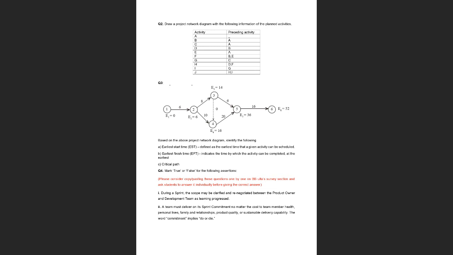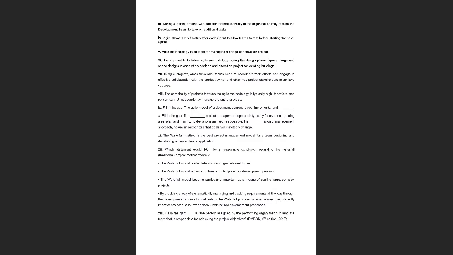All right, so the next question is: during a sprint, anyone with sufficient formal authority in the organization may require the development team to take on additional tasks. So in a sprint, we have predefined tasks and predefined timelines. Do you think that anyone with authority can add additional tasks? You have to understand that expansion of the scope is different from an additional task. Improving the scope is just doing the same task in a better way. An additional task means putting a new task into the sprint. So do you think that this can be done?